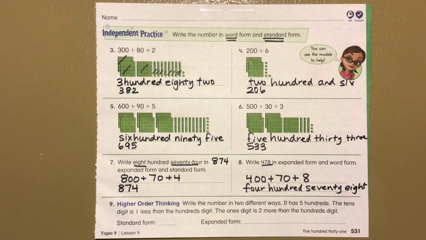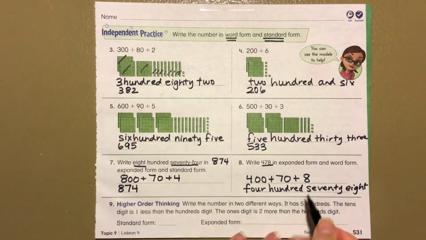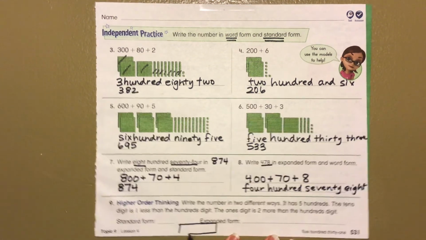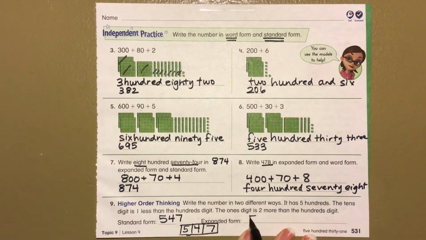All right, our higher order thinking. Write the number in 2 different ways. So let's take a look at this. It has 5 hundreds. I'm going to do a little place value chart here. Ones, tens, hundreds. Has 5 hundreds. The tens digit is 1 less than the hundreds digit. So 5 minus 1 would be 4. The ones digit is 2 more than the hundreds digit. So 2 more than 5 would be 7. So our standard form is 547. Our expanded form is 500 plus 40 plus 7.